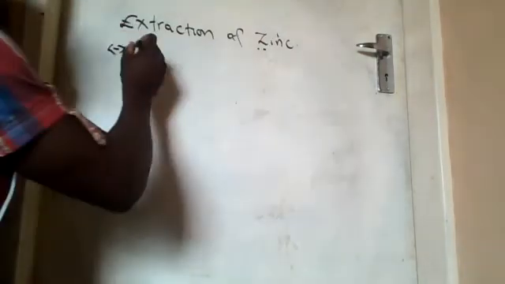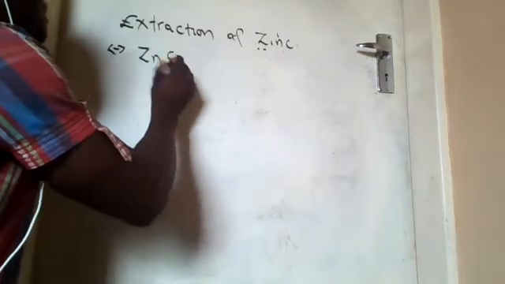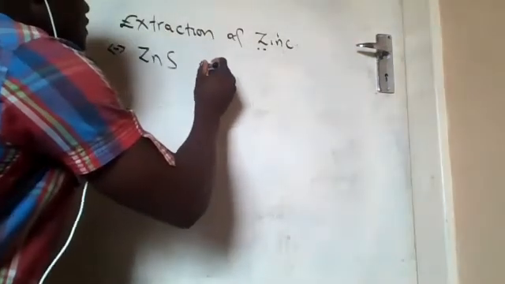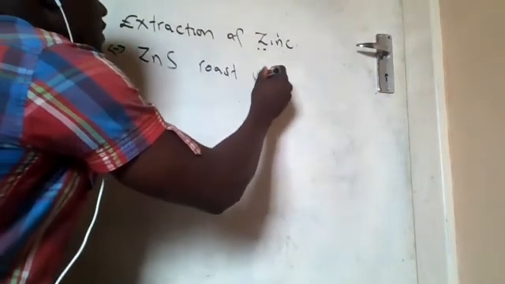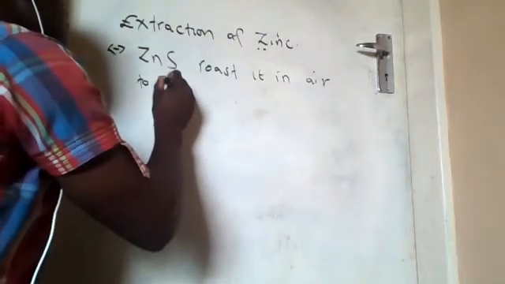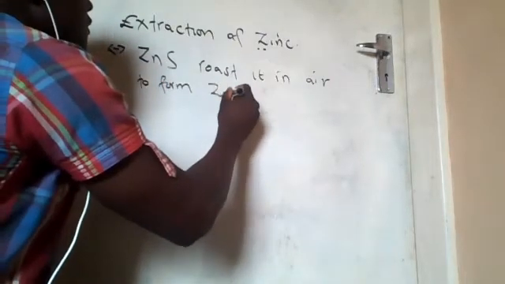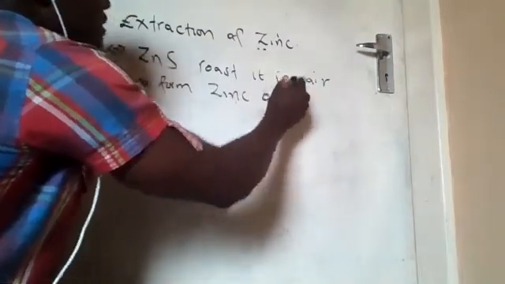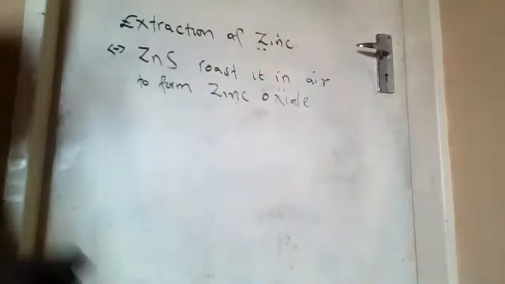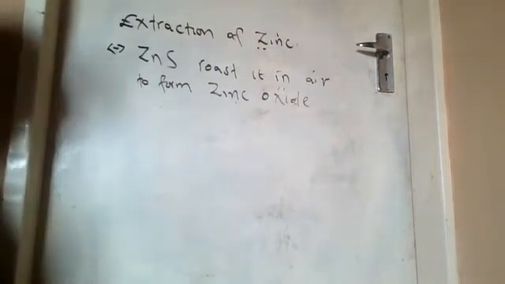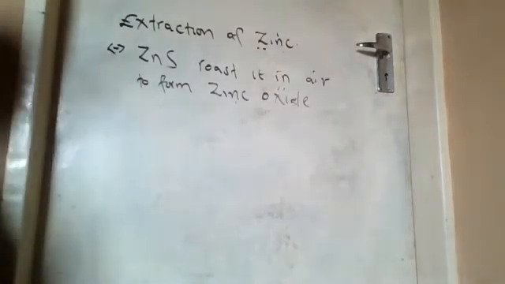The first thing that you have to do is you get the zinc blende, which is the zinc sulfide, you roast it. You roast it in air to form zinc oxide. That's the first thing that happens. You get the zinc sulfide, which is a zinc blende, and you roast it.